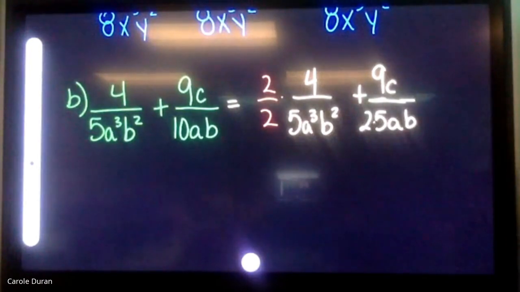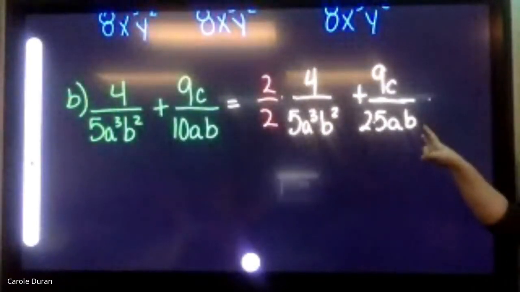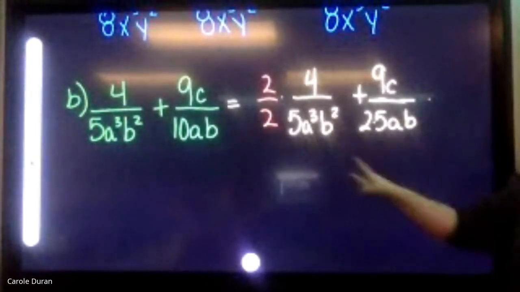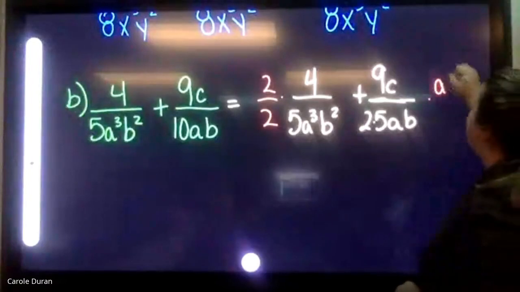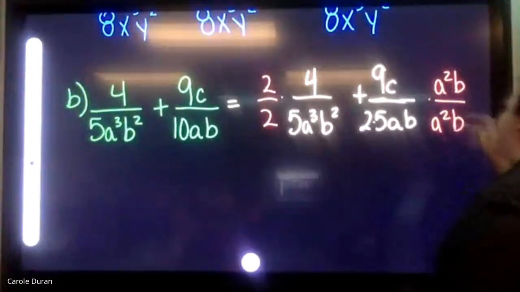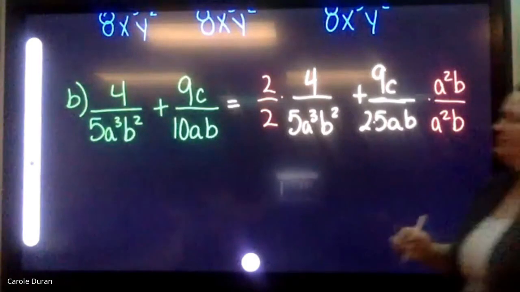So Sam, on the other side, what am I going to need? Just 1 or what? 2 A's and 1 B. How do I know that I need 2 A's? Because it's A cubed here, and I only have 1, so I need 2 more. And I need another B because this is B squared, and this is only a singular B. So I'm going to multiply A squared B into both the top and the bottom. Then we just multiply it in, and we'll simplify and put it together.